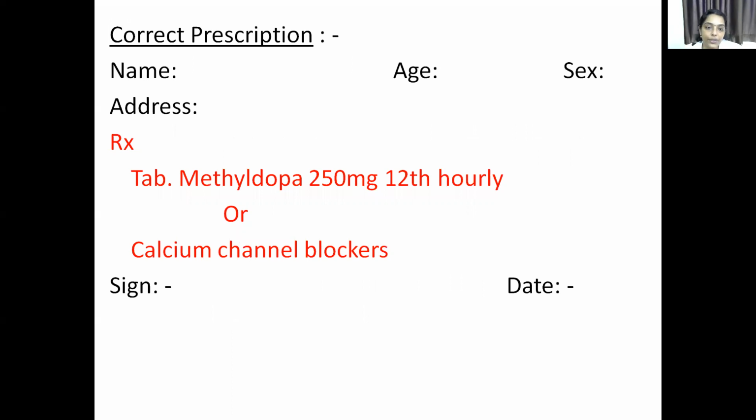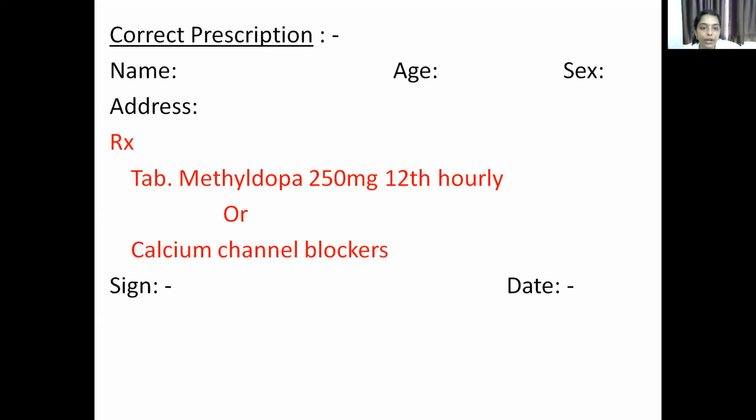So what are the drugs which you can prescribe in pregnancy? You can give methyldopa. It is a centrally acting antihypertensive drug. Okay, it's centrally acting. Then we can also give labetalol, which is an alpha and beta blocker, a combined blocker. Then calcium channel blockers, slow releasing nifedipine, can be given.